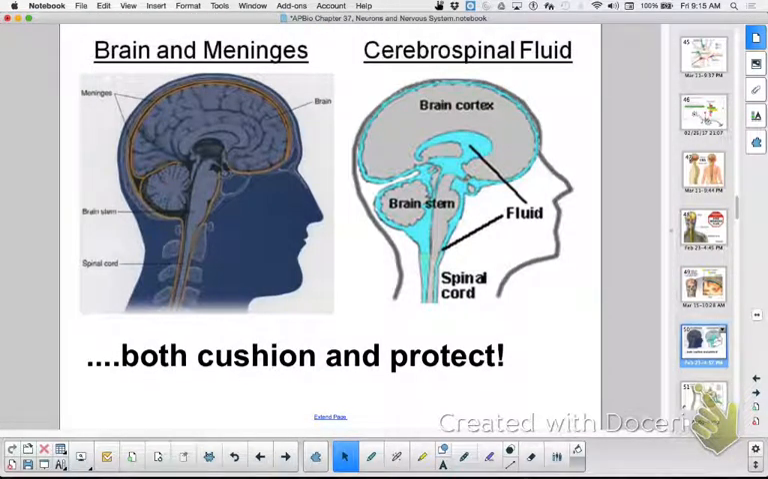So you can see the brain, the meninges, and then you can see the cerebral spinal fluid bathing it and going all around. Have you heard of spinal meningitis? That would be when the cerebral spinal fluid in your spinal cord has bacteria growing in it. That's really bad. That's not good.